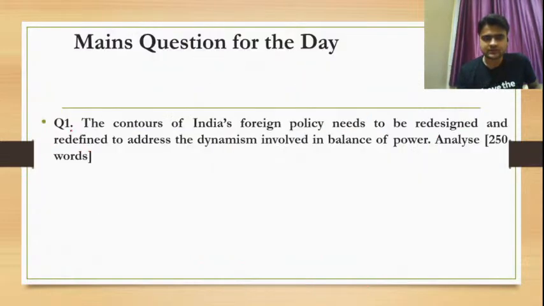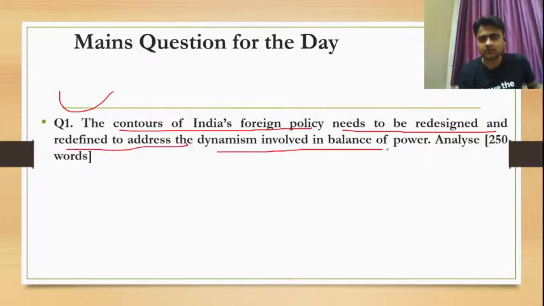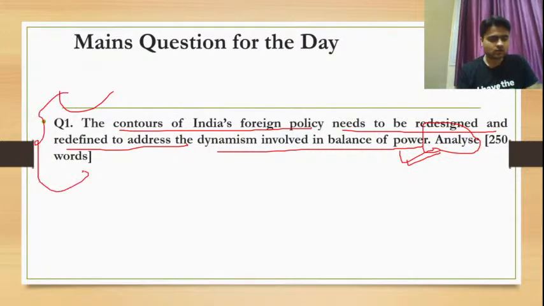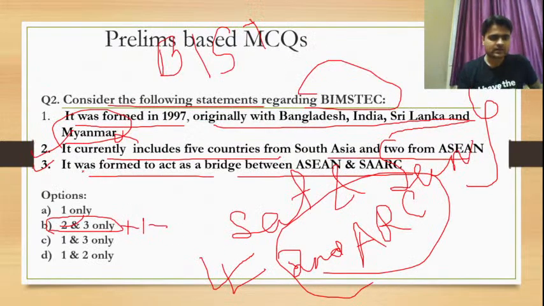So that was all for today's class, and this is the mains based question. The contours of India's foreign policy need to be redesigned and redefined to address the dynamism involved in balance of power. Analyze. Don't forget to give examples when you analyze. And today's class would be sufficient to give a very good answer for this question. Fine. So this was all in our today's class. Okay, Kiran has given the answer as A, but Kiran, this is not correct. B is the correct answer, Kiran.